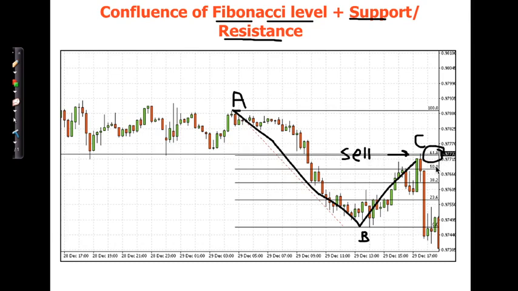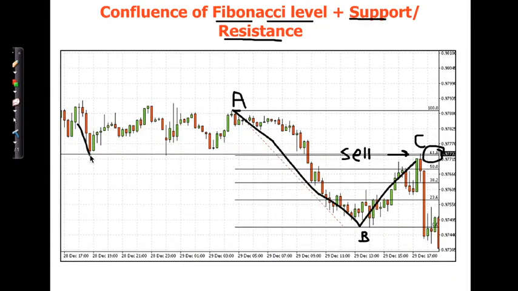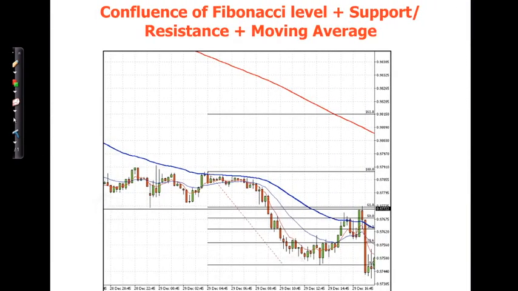Now, not only is it at a 61.8% level, but do you also notice that this level here, which is 9733, also happens to be a support? Support becomes resistance. So it has got both a Fibonacci as well as a resistance level. That is why the chance of it going down is extremely high. And we only take high probability trades like these. And I'll teach you how to find them again in the lessons to come.